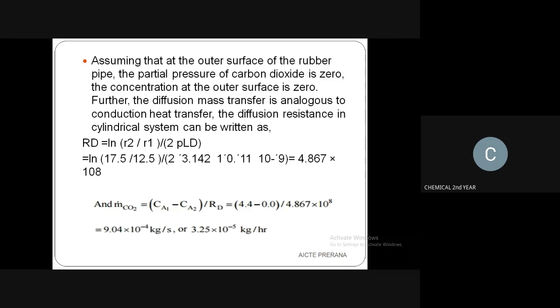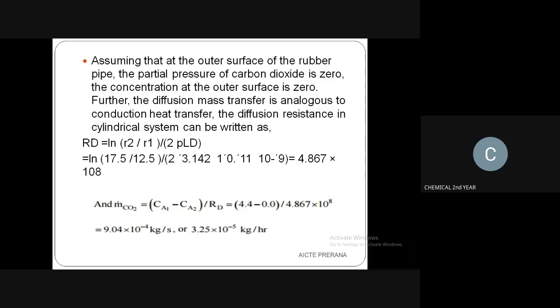Divided by 2 into pi, given as 3.142, into length, which is 1 inch, and diffusivity is 11 into 10 to the power minus 9. So you can calculate it with the formula, and you will have the answer as 4.867 into 10 to the power 8. This is the value for the resistance.